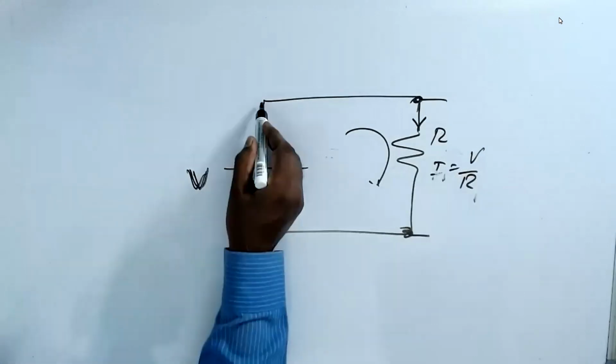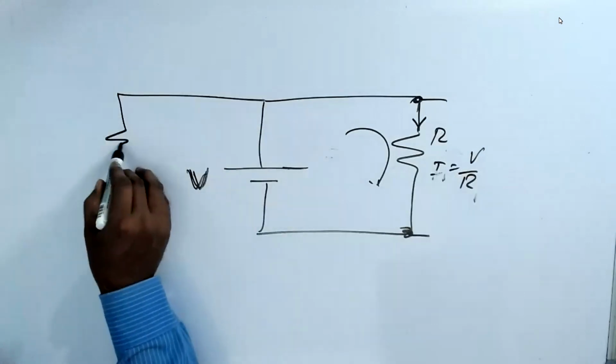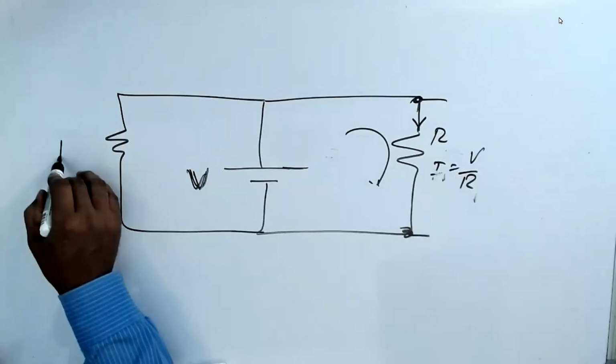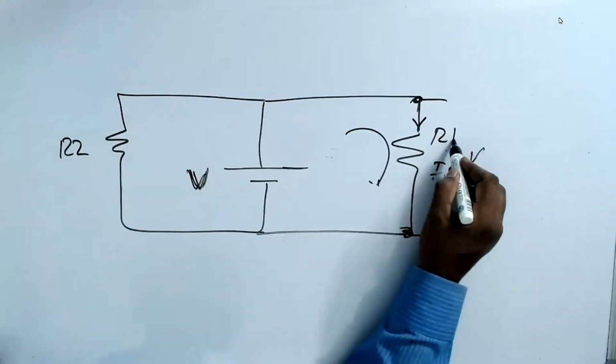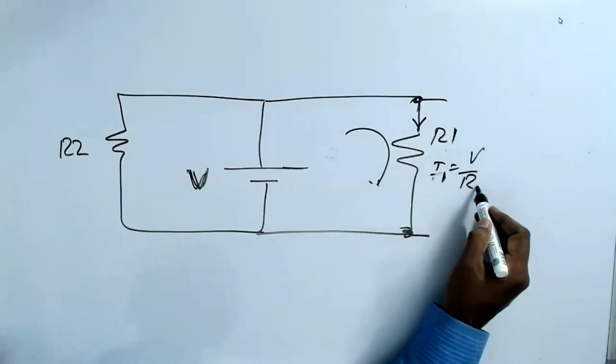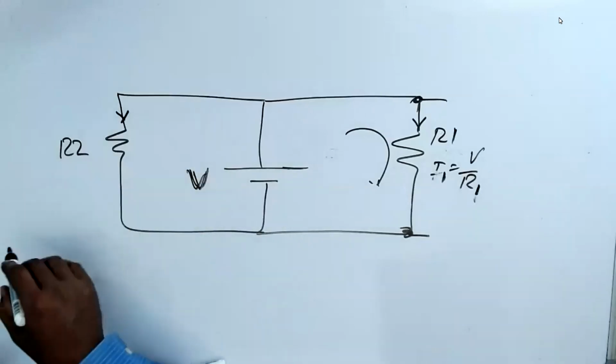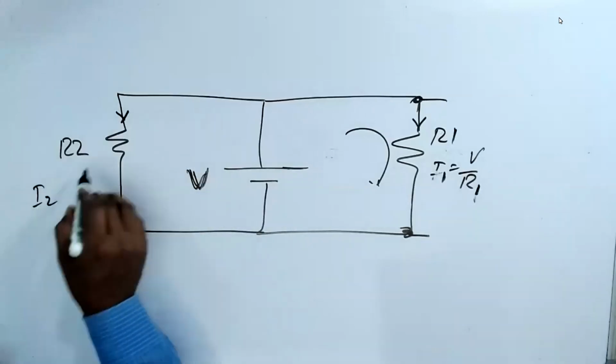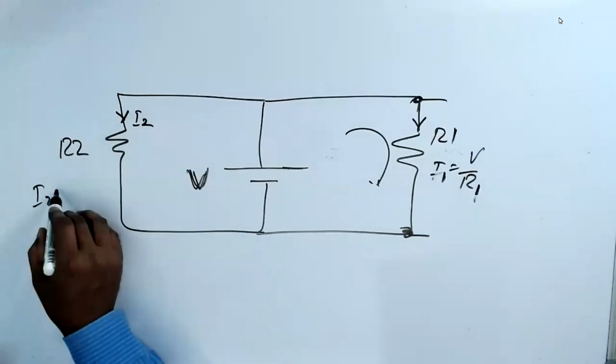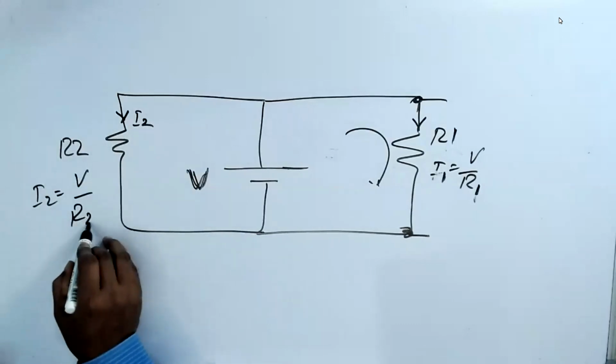Now what happened? I have added one more resistance called R2. This is R1, we call. So I1 is equal to V by R1, and I2, the current going through this, is I2 is equal to V by R2.